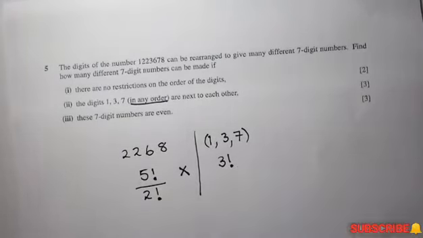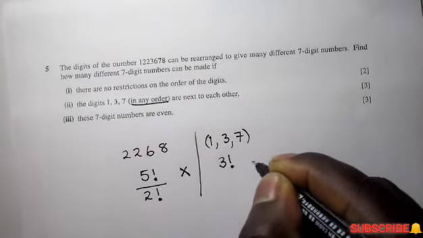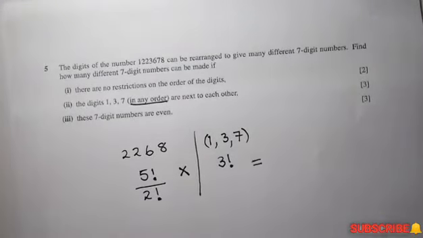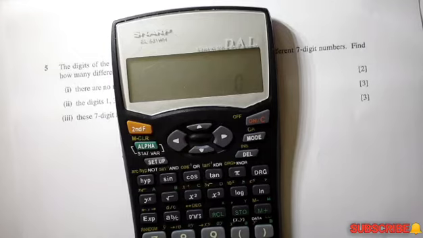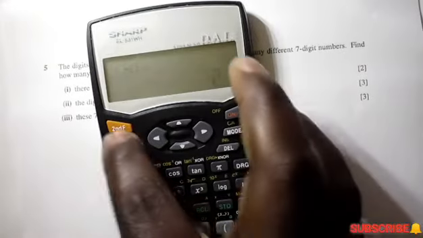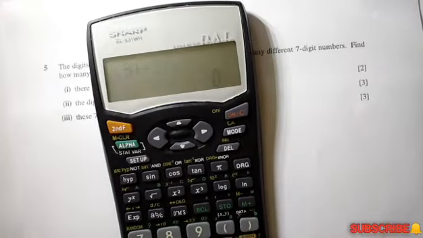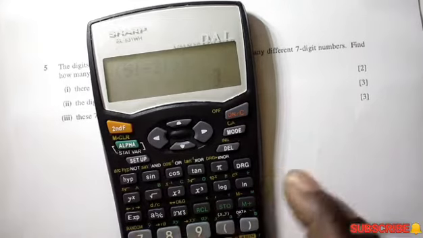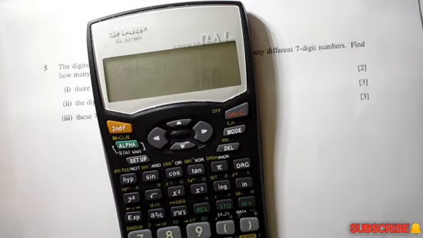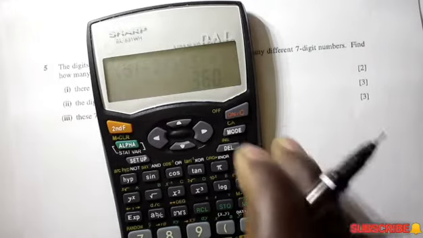But I'm not going to divide, since there is no number which is appearing twice or more. I hope you are listening, class. So if you multiply 5 over 2 factorial times 3 factorial, you are going to come out with your answer. So let us do it. 5 factorial divided by 2 factorial, close bracket, times 3 factorial, you get 360. So 360 is your final answer.